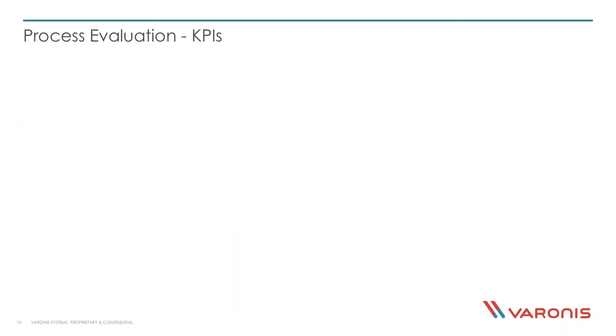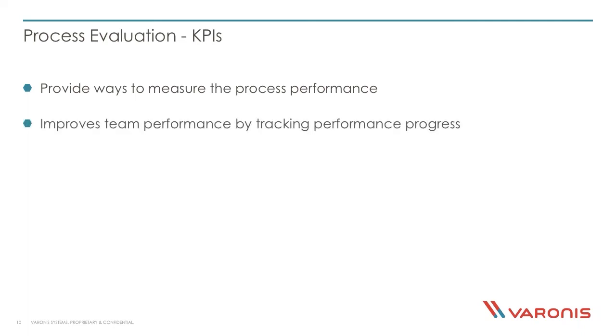Sometimes evaluating if your processes are working or not can be challenging. KPIs, which stands for Key Performance Indicators, provide ways to measure the process performance. Having numbers that represent the performance can help you to improve your team performance by tracking the progress. For example, you can measure your KPIs once a month and observe trends, so you can see if the team performance is improving or not.